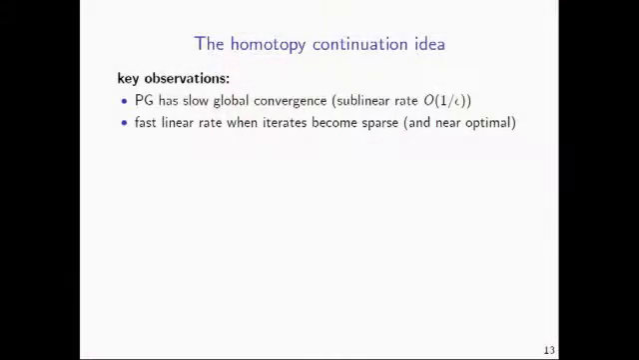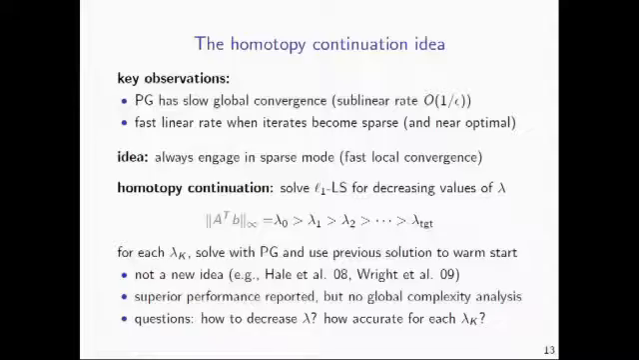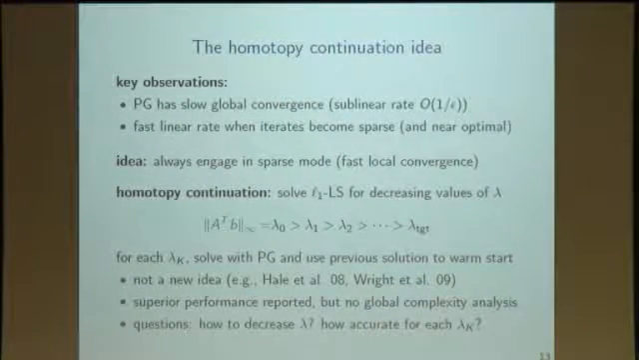So here's the idea. Based on these two observations, the idea of homotopy continuation. Homotopy continuation is a general method. Basically, you have a class of problems parameterized by a single parameter, and the one you want to solve is very hard to solve directly. But if you vary the parameter from the beginning, it can be very easy, and you change the parameter a little bit, and use the previous solution to initialize your numerical algorithm to solve the next one. You get faster, and then you keep doing it. The overall complexity might be much faster. So here is what happens: you want to always engage in the sparse mode, with fast local convergence.